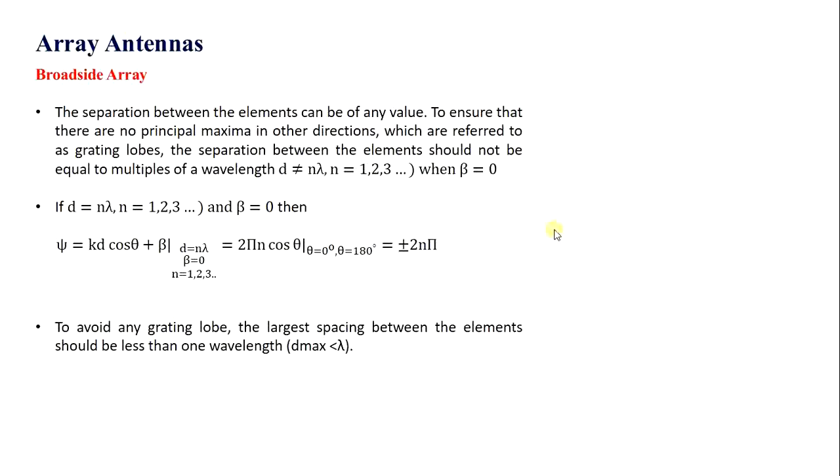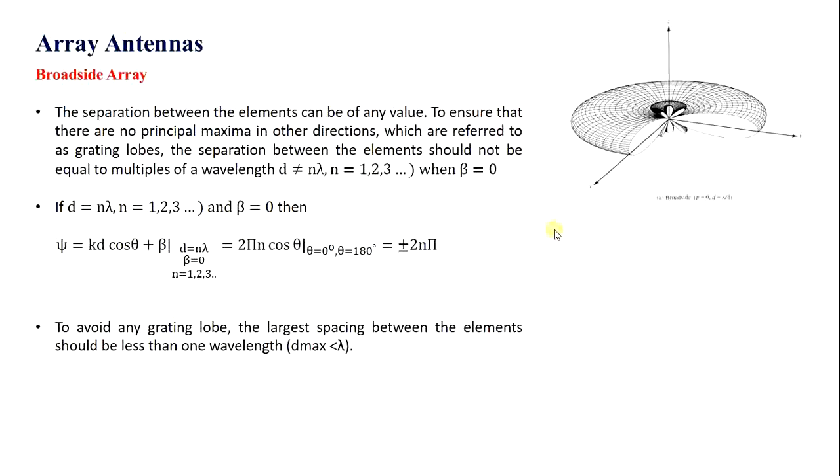To avoid any such grating lobes, the largest spacing between the elements should be less than lambda. That is, d max must be less than lambda. Consider this case in which d is lambda by 4, and this is the other case in which d is a multiple of lambda, that is, d is equal to lambda.